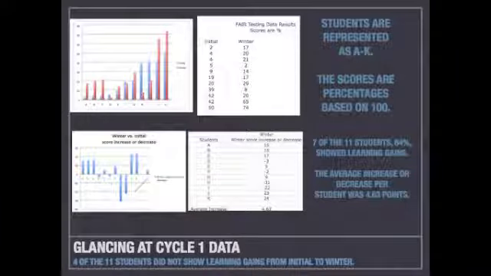Cycle 1 closed with the Winter FAIR being administered in January. On the data chart, students are represented as A through K. The first graph shows a side-by-side of initial versus winter. Below, the next graph shows an increase or decrease of the student's performance. 64% of the students showed learning gains. After looking at the 36% of students that did not make learning gains, I realized more technology and individualized instruction may help these students soar in Cycle 2.